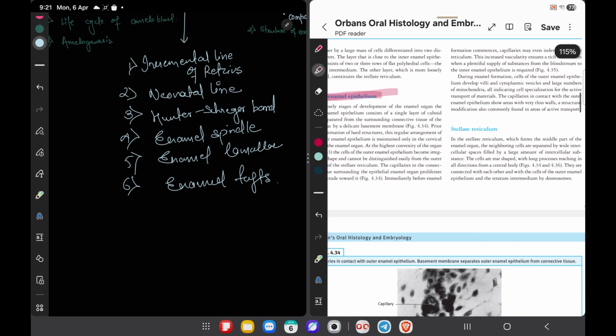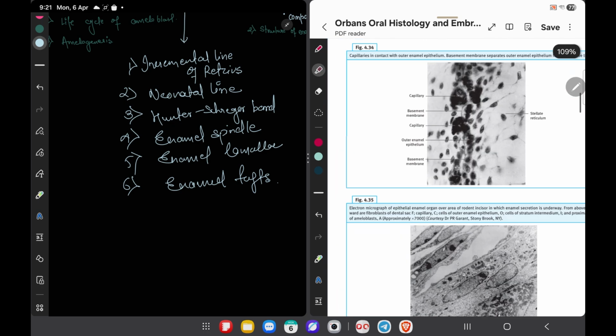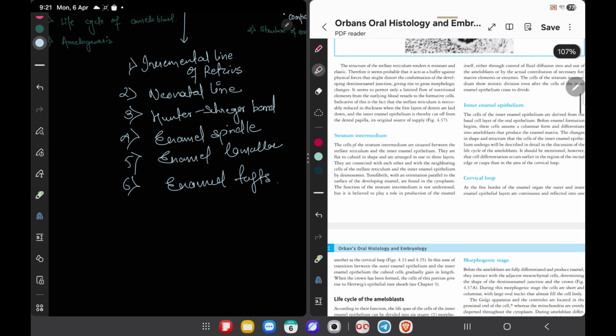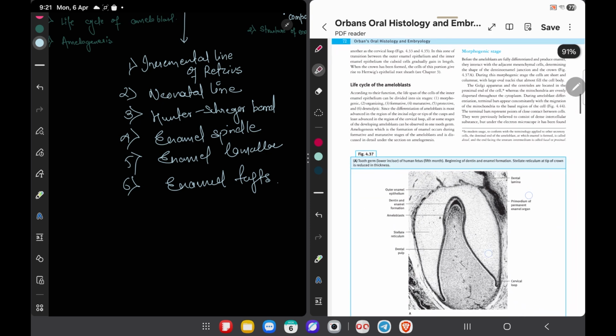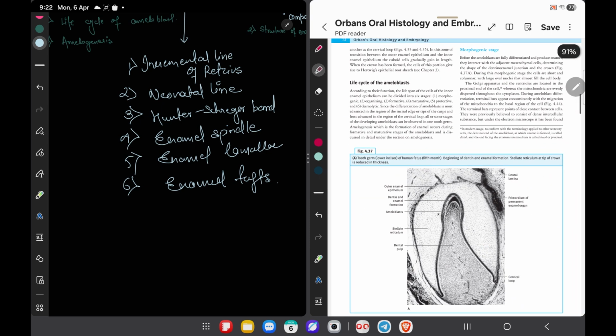Outer enamel epithelium, stellate reticulum, stratum intermedium, and inner enamel epithelium, and the cervical loop are all discussed in your first chapter. Okay, the life cycle of the ameloblast. There are 6 stages of the life cycle of the ameloblast. In each stage, as I told you, name the stage, underline it, and then start with the topics and the important key points of the stages.